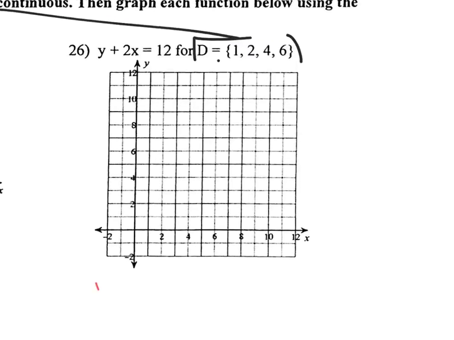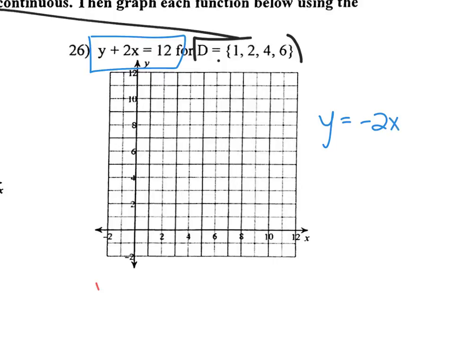All right, question 26. If we work this out, now notice this does not say y equals, so I need to fix that. If I move the 2x over, it's going to be y equals negative 2x plus 12. So I'm going to start at 12, and I need to do a slope of negative 2 over 1. So I'm going to go down 2, to the right 1, down 2, to the right 1, down 2. For these problems, I just continue them all the way through the graph.